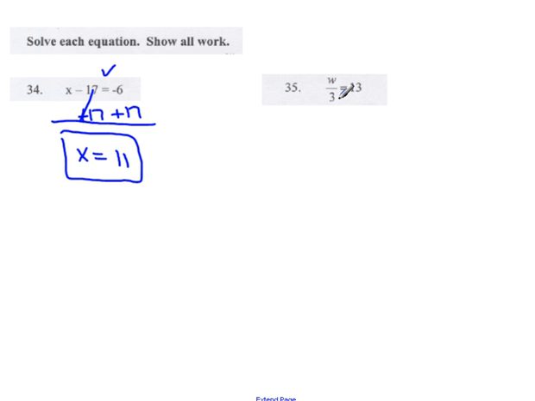35. Trying to get the W by itself, so how do I undo divide by 3? Well, you multiply by 3, and I multiply on both sides. The 3's cancel on the left, you get W equals 13 times 3 is 39. Since the variable is by itself, you're done.